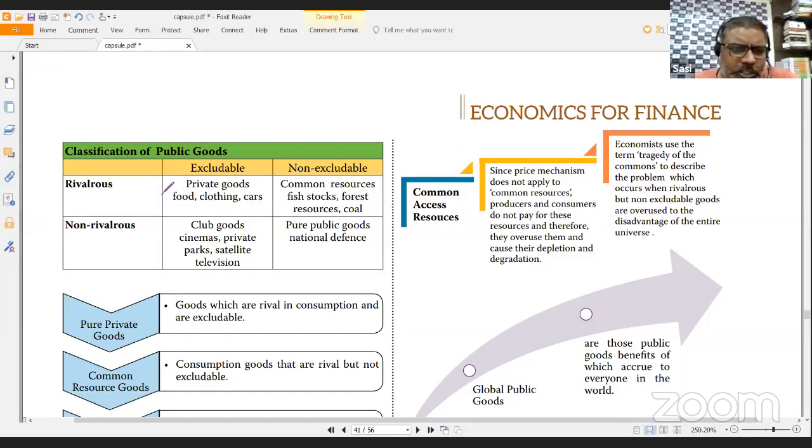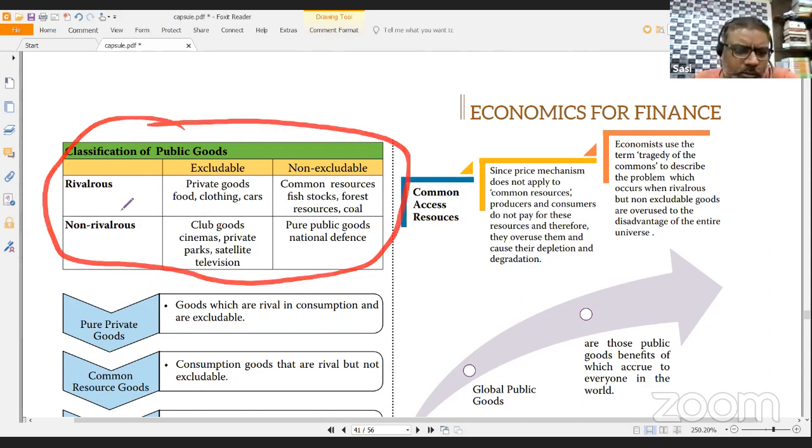Anyway, in general, we can have this 2 by 2 matrix that sums up everything about all these goods. If they are rivalrous and excludable, then they are private goods. Simple cars, bikes, shoes, what we took as examples, these are all excludable also, rivalrous also. When you are wearing shoes, at the same time, nobody else can wear the same shoes. That is rivalrous. Excludable, only people who buy them can use them. That is excludable. And there are some rivalrous goods which are non-excludable also. Those are called common access resources, like natural resources.